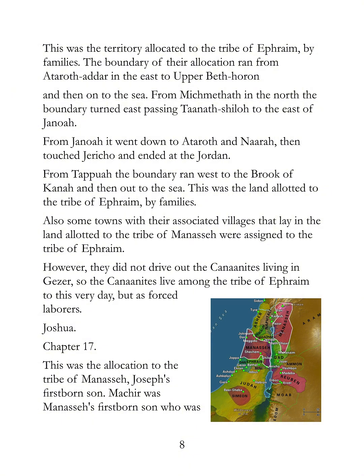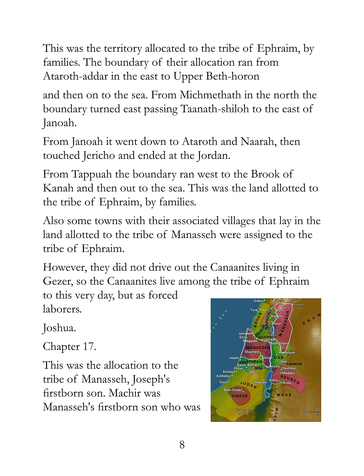This was the territory allocated to the tribe of Ephraim by families. The boundary of their allocation ran from Ataroth-Addar in the east to Upper Beth Horon, and then on to the sea. From Michmethath in the north, the boundary turned east, passing Taanath-Shiloh to the east of Janoah. From Janoah it went down to Ataroth and Naarah, then touched Jericho and ended at the Jordan. From Tappuah the boundary ran west to the brook of Kanah and then out to the sea. This was the land allotted to the tribe of Ephraim by families.